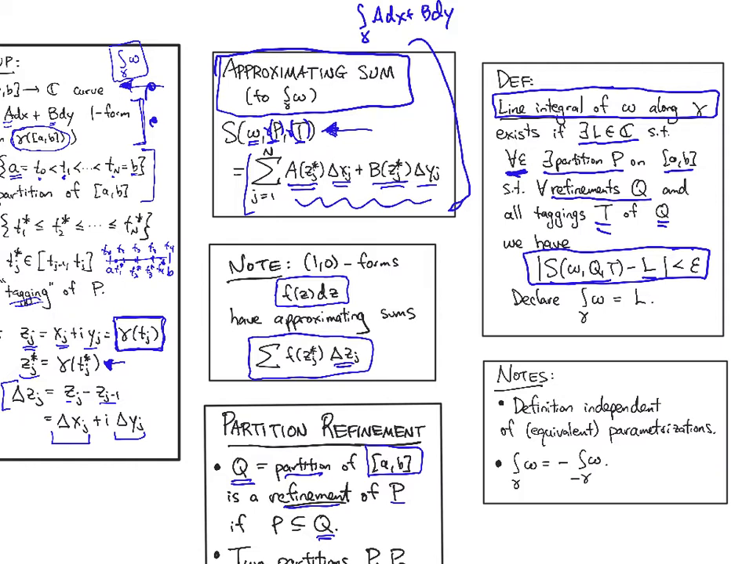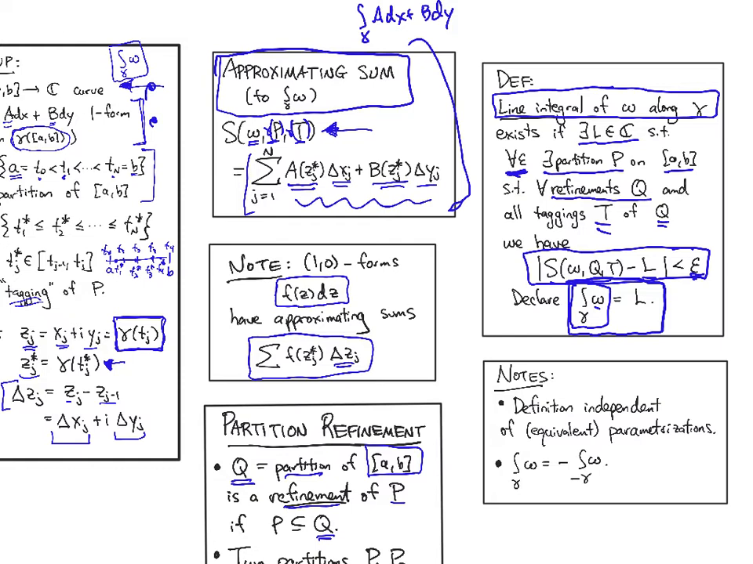So what you could do is choose a sequence of epsilons going to 0, and you find partitions that make your approximations get closer and closer to this L, and you could even make them refinements of each other, and you would tend to L in a consistent manner. And if you can do this, we declare that the line integral exists and its value is L, and we write it as the integral over gamma of omega.